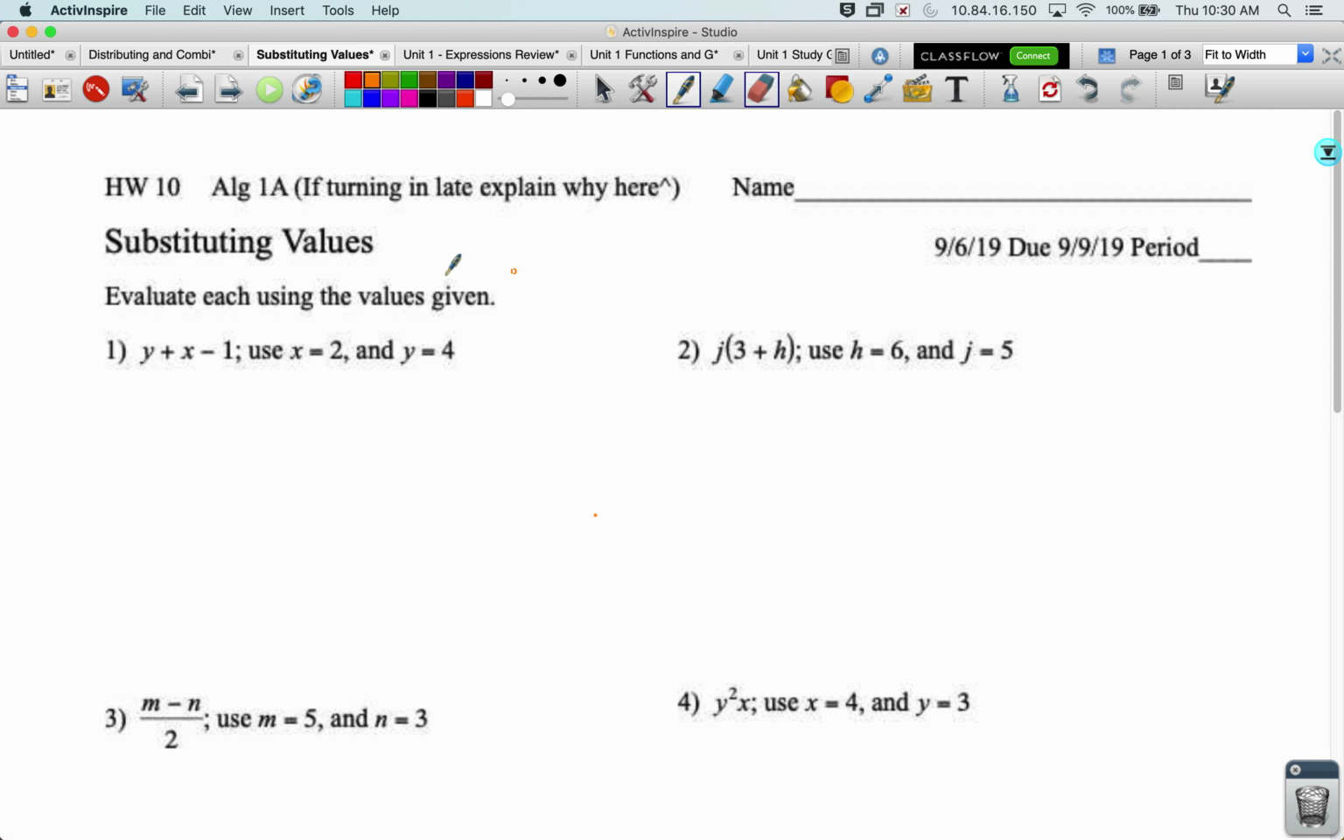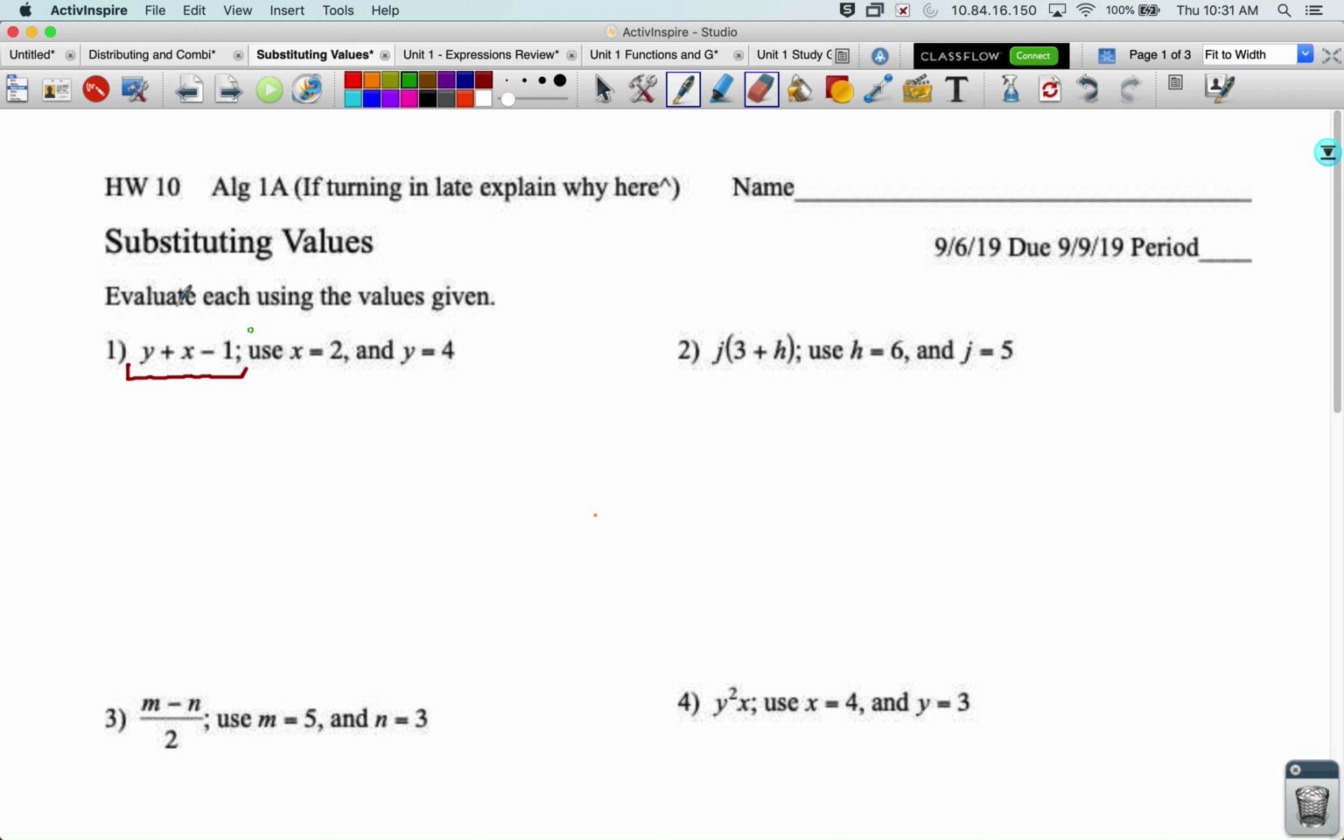So what we need to do here is we start with an algebraic expression, and then we are going to plug in numbers for the variables, and we can simplify it down to a single number. So in number one here, we start with the expression y plus x minus 1. But then later we're told that x equals 2 and y equals 4.